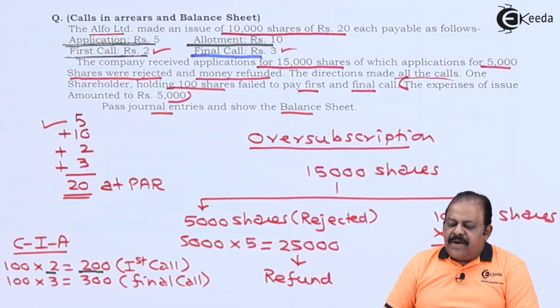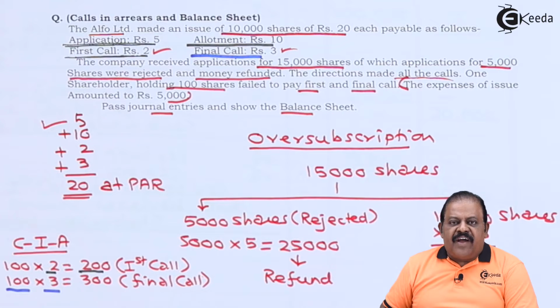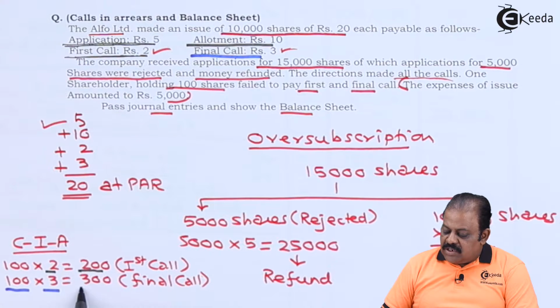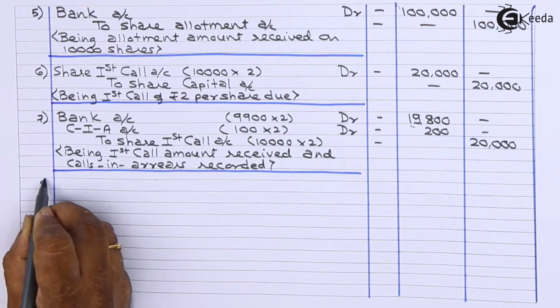All the shareholders have paid this amount except one shareholder holding 100 shares, who failed to pay 3 rupees on the final call. That amount comes to 300 calls in arrears. Let us do the first entry for demanding the final call.